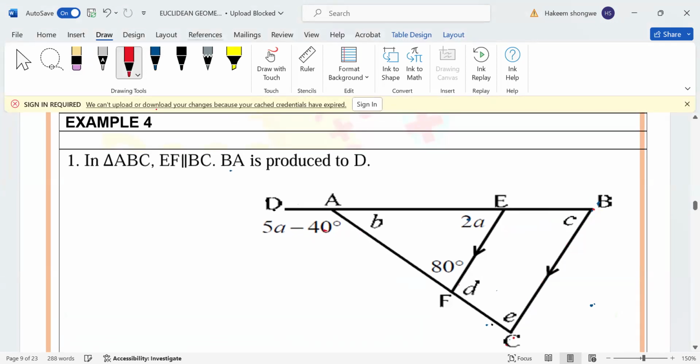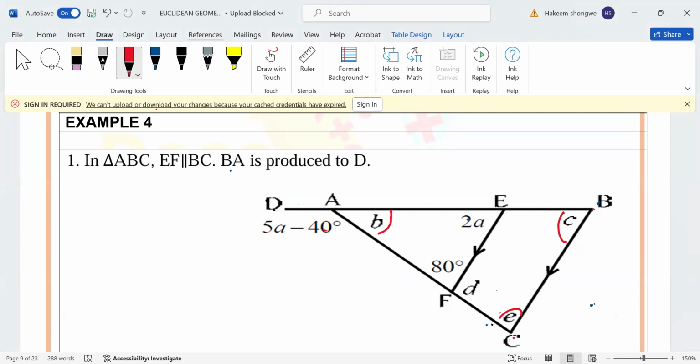For the fact that they gave us this word triangle, it means we have B plus C plus E. They're supposed to give me what? 180 degrees. Yeah, I can write it on my notes before I even do this thing.